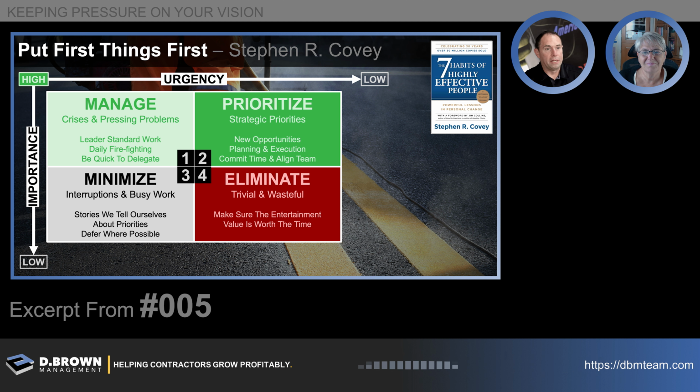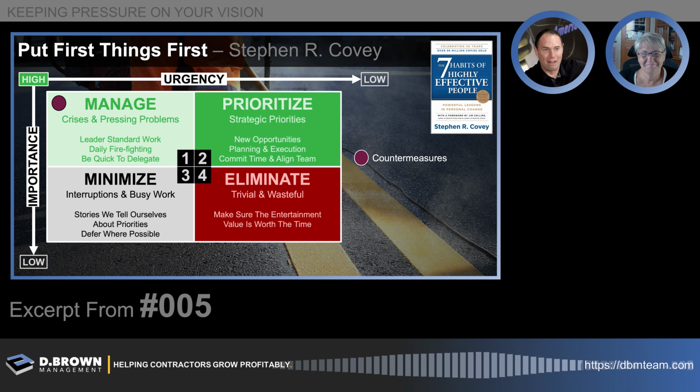And here's where everything lays out. Countermeasures, that is high, right? We hit a water line. There's water flooding the parking lot, flooding the road. Yep, that's a right now problem.